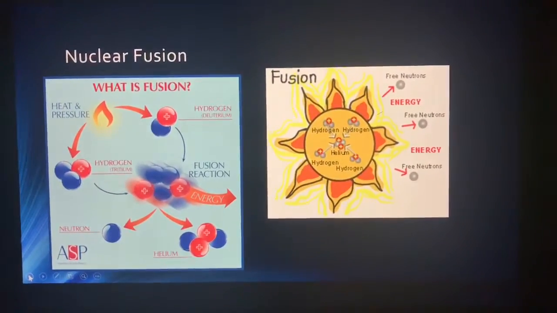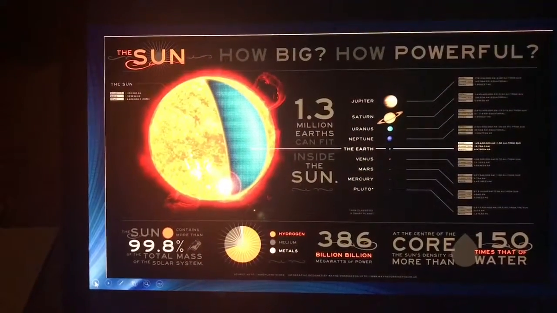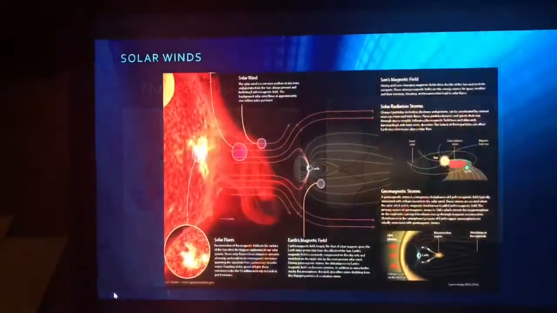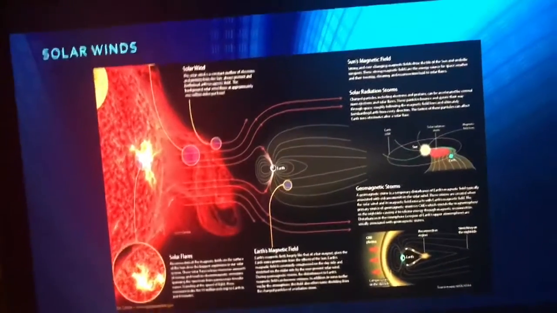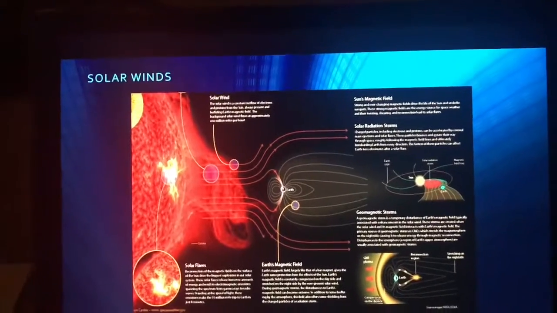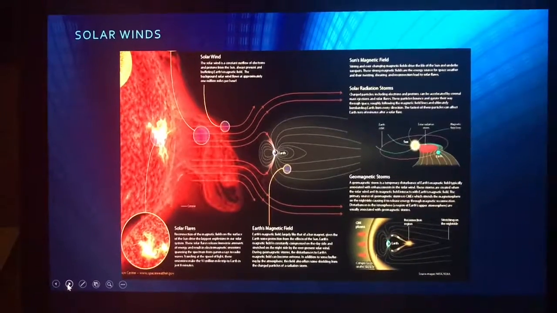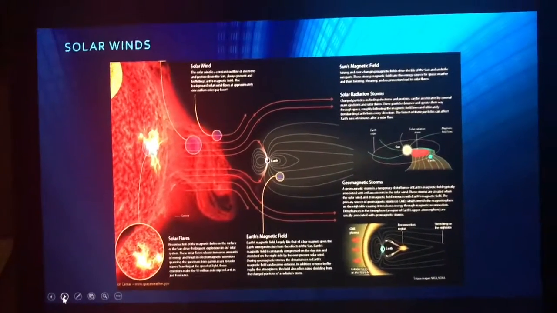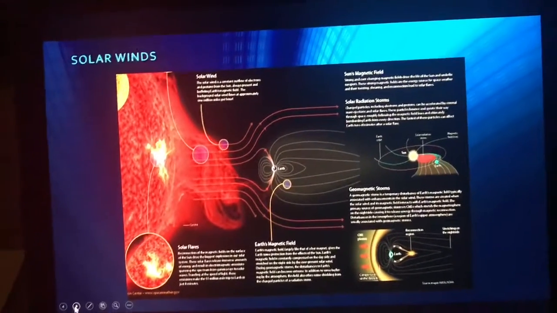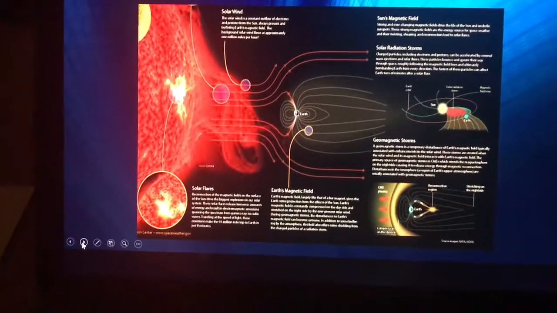But another reason we feel heat has to do with solar winds. Solar winds are magnetic storms that are generated within the outer atmosphere of the sun, the corona. It's an area where highly charged magnetic particles are just traveling around at really high speeds. We often see these as the aurora borealis, or the northern and southern lights.